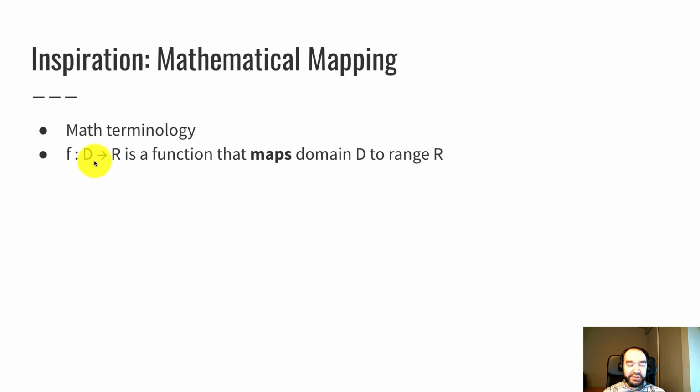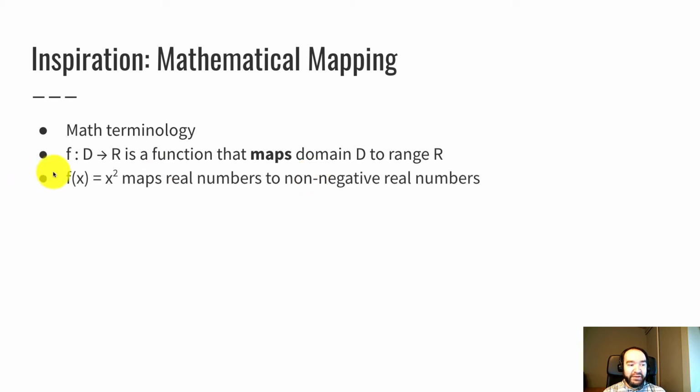D is kind of the input to the function, R is the output of the function, and they use this verb maps. So they say this function does the work of taking an input and mapping it to an output or converting it. For example, f of x equals x squared is a function that maps any real number, that's the domain, to a non-negative real number, because the way that squaring works is you only get non-negative numbers.